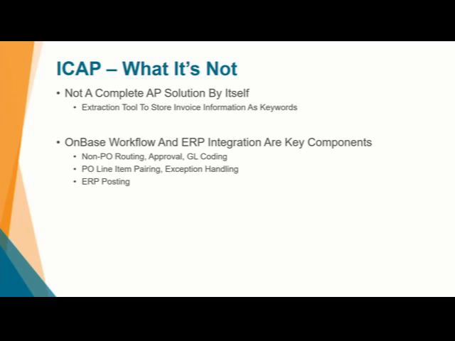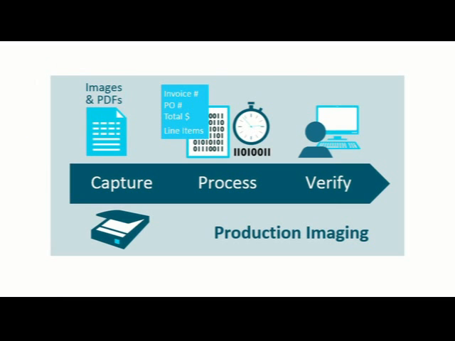So think when you have a PO based invoice, while we can extract via ICAP all of the line items, we are not doing the pairing at this point in time natively within ICAP. That needs to happen within the workflow process, as well as any exception handling, which is all done through Workflow. That may be something coming in the future with ICAP, but at this point in time, line item pairing is not part of it. ERP posting, again, that needs to happen outside of ICAP. Again, focusing specifically that this is the capture tool.